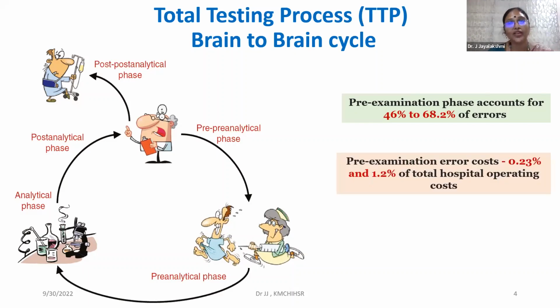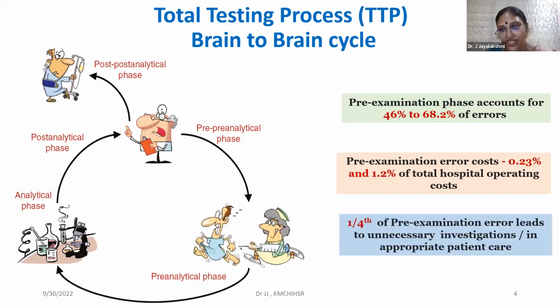Now you're going to add cost to the hospital's operating cost because of this error that's happening in the pre-exam phase. There would be an increased cost on performing the test again, etc. So there is 0.23% to 1.2% of total hospital operating cost that's associated with this pre-examination error that happens. So just look at the numbers and look at the cost that's going to be involved.